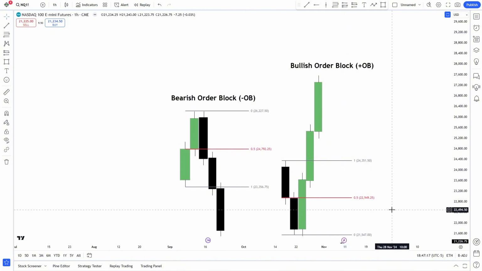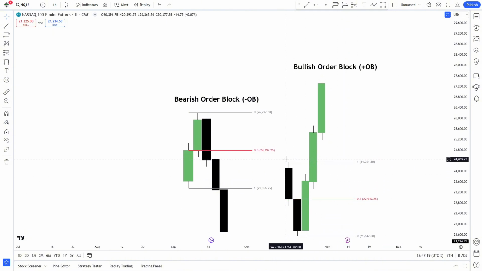Similarly here, we have these two down close candles here. From the high to the low, midpoint is here. This will be mean threshold for our bullish order block. I will get into examples and explain to you why the mean threshold is important for order blocks.